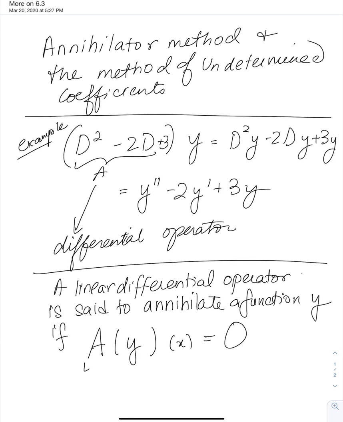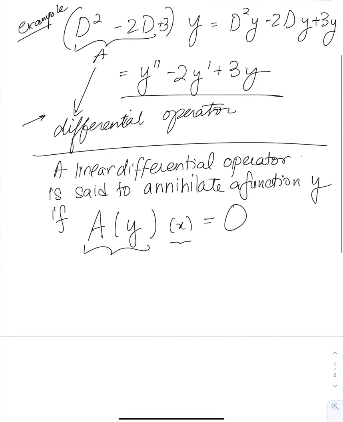Okay, so what do you mean? A of y, of course, when you apply A to y, you get some function. For example, above, A of y is y double prime minus 2y prime plus 3y, which is some function. So what we are saying is the differential operator is said to annihilate a function if when you apply the operator to y, you get the constant function 0. What you mean by this is that applied to any x, you always get 0.